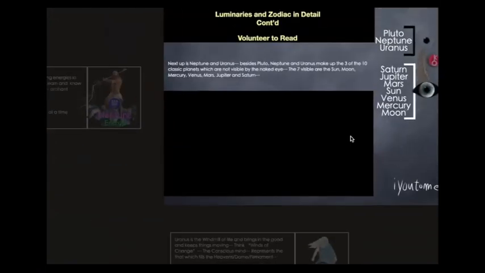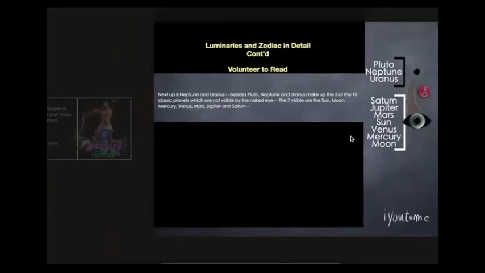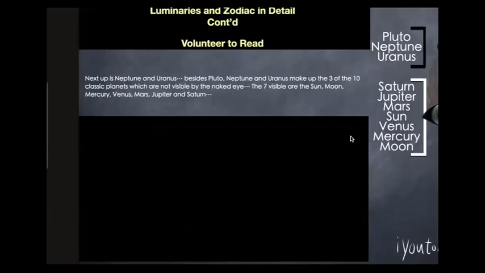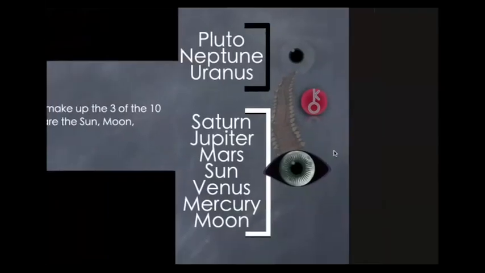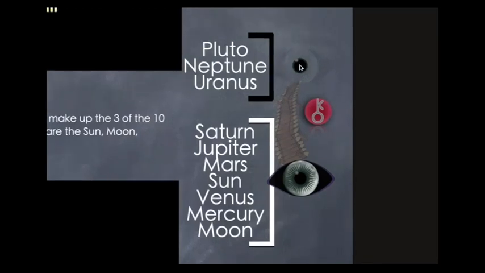All right. So next up is Neptune and Uranus. Besides Pluto, Neptune and Uranus make up 3 of the 10 classic planets, which are not visible by the naked eye. The 7 visible go in this order by the order of speed. That's what all the ancients did, how fast they move. The moon, Mercury, Venus, the sun in the middle, Mars, Jupiter, and Saturn. Those are the 7 that you can see. Then the ones that you can't see by the naked eye are Pluto, Neptune, and Uranus.